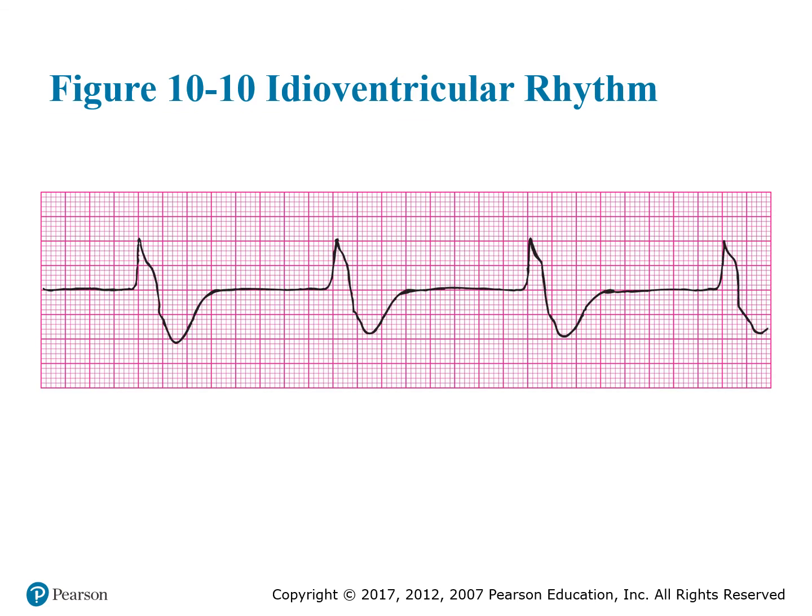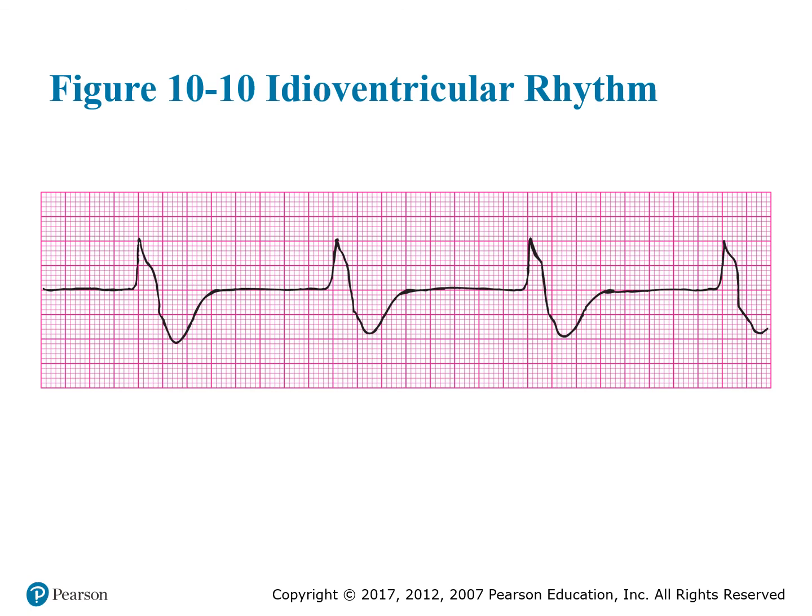Right. So the characteristics of an IVR are simply this. Your ventricular rhythm is essentially regular. If you look at it, it is a regular beat. If you look at figure 10-10, it is essentially regular. The rate is anywhere from 20 to 40 beats per minute.